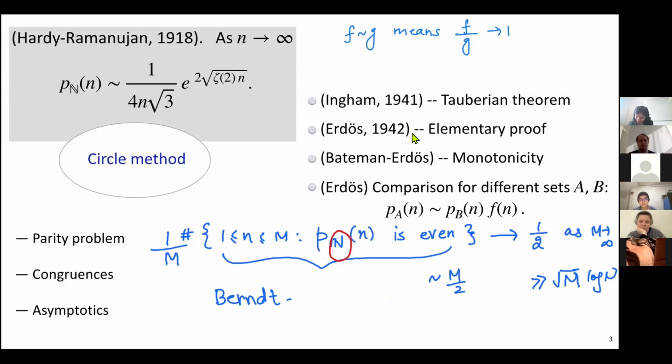The other question is about congruences. So Ramanujan's famous congruences here.